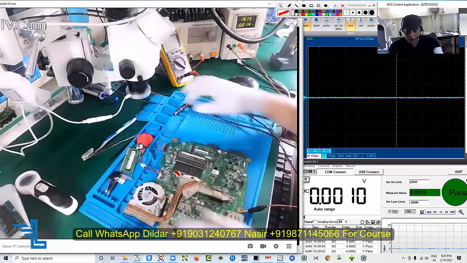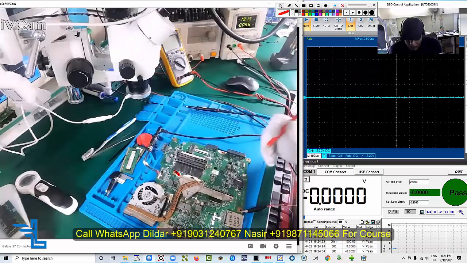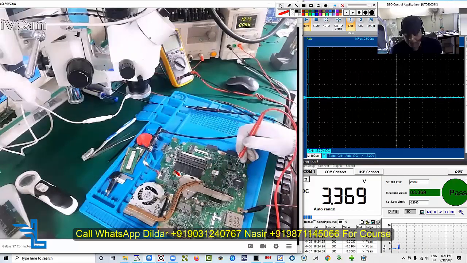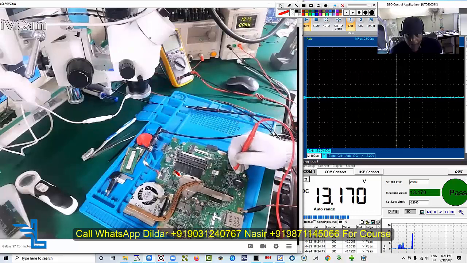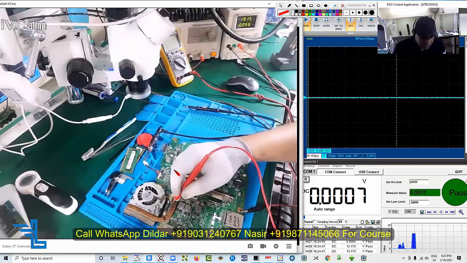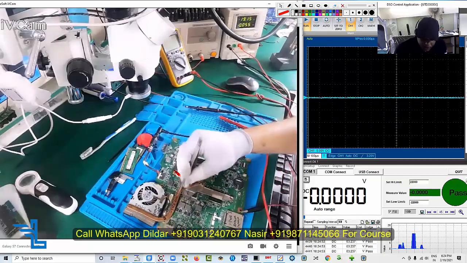Now the situation is that let me check it through the multimeter. All the required things I am getting. Here 3 volt I have, here 5 volt I have, here the charge voltage I have, okay, 13 volt I have. On the on off switch I have 3.3 volt. Let's try to turn it on.